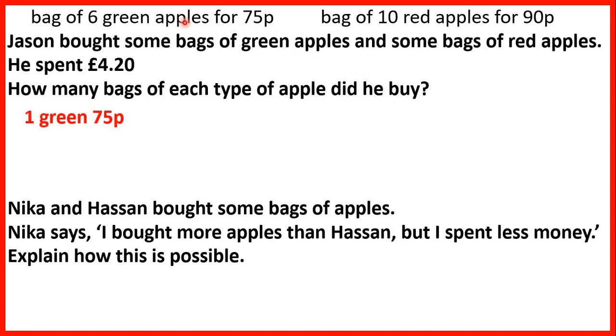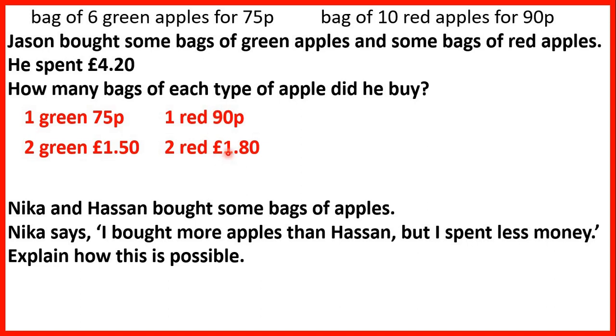So we know that one bag of green apples is 75 pence, and a bag of red apples is 90 pence. That means 2 bags of green apples is £1.50, because 75 plus 75 is 150, and 2 bags of red apples must cost £1.80. 90 plus 90 is 180. We can add another 75, so 3 green bags cost £2.25, and 3 red bags cost £2.70.